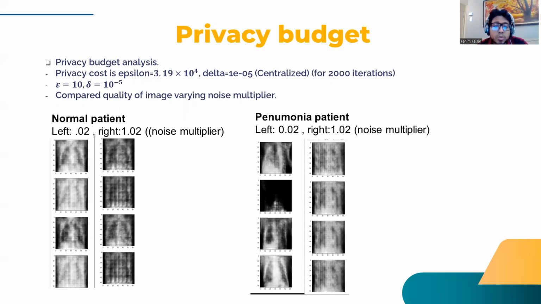We compared the quality of images while varying the noise multiplier. On the left side there is normal patient data, and on the right side there is pneumonia patient data. The noise multiplier controls how much noise we add to the image. In the first column, we are using a low noise multiplier of 0.02, and the image quality is really good. But in the right side, we are using a noise multiplier of 1.02. In that case, in the previous approaches, the image became really noisy. But in our case, we can see that the image quality is still not that bad.